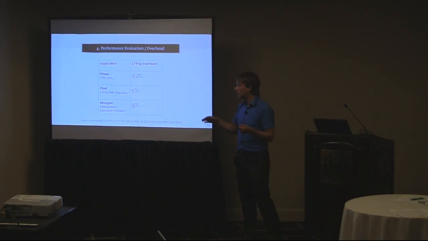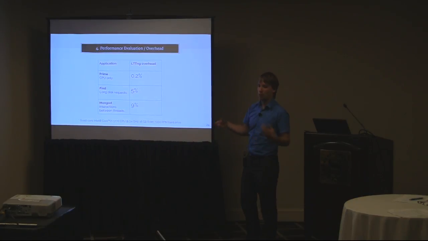We made another test with Find that has a single thread but makes a lot of system calls and spends a lot of time waiting for the disk. The overhead was 5%. And finally, the last test was with MongoDB. MongoDB has a lot of threads. It makes a lot of system calls. There is a lot of synchronization between threads. And that's the application with which we got the highest overhead at 9%.